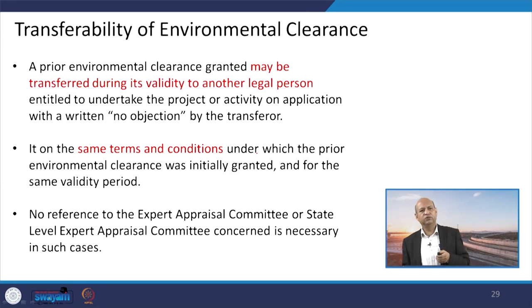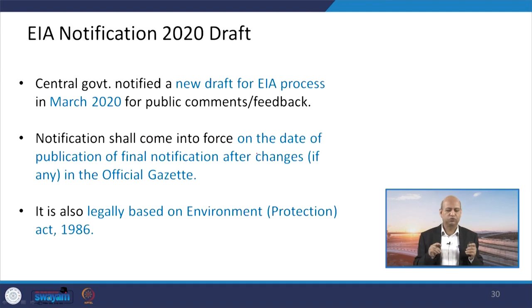Then, some environmental clearances are there, and let us assume that one contractor cannot complete that project for one reason or another, and that project has already got the environmental clearance. That clearance can be transferred to another agency if that agency is hired to complete that project. That kind of possibility is there, but with the same terms and conditions. There should not be any major change which can add some negative impact, that is not acceptable, but transfer of the EC is possible in certain situations, okay.